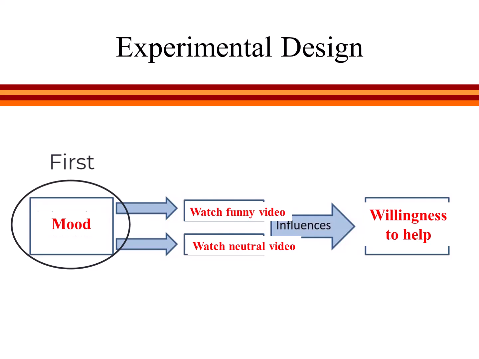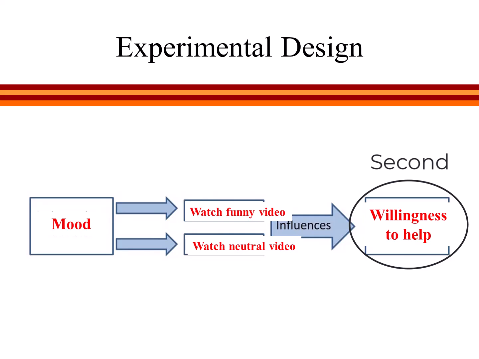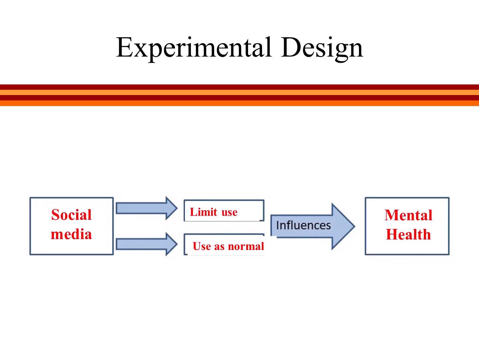The researchers manipulated mood first, and then they measured willingness to help second. So we know mood had to come first. The same is true in our social media example. In a correlational study, remember, researchers simply measure these two variables as they naturally occur, so it's difficult to know which one actually preceded the other.